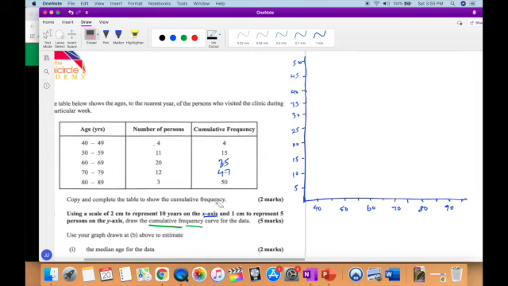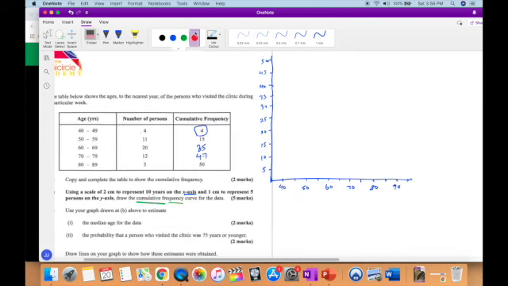And when we plot in the points, how is it that we're supposed to plot this now? Draw a cumulative frequency curve for the data. What age are we supposed to use for this? Because when we have 4, are we going to put that 4 on the 40, on the 45, on the 50? Where are we going to put that 4?